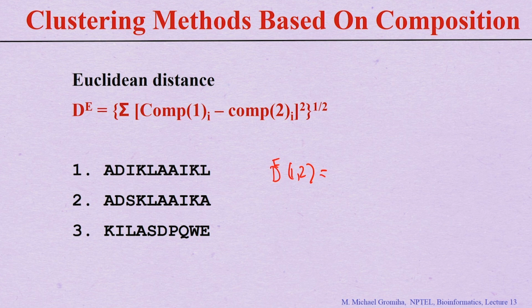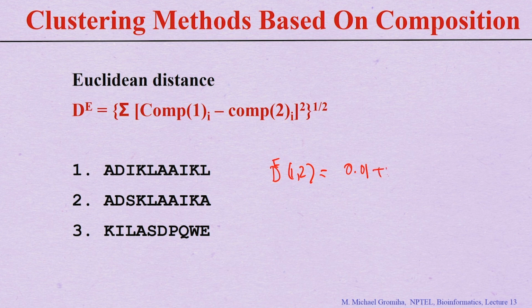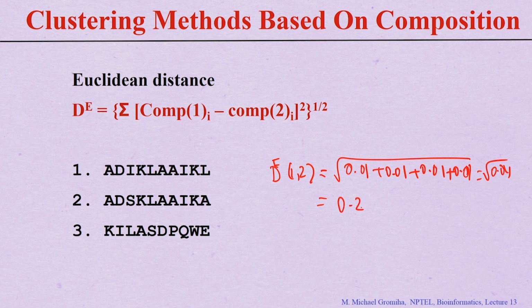0.1 squared equals 0.01, and 0.2 squared equals 0.04, plus 0.01 plus 0.01 plus 0.01, and take the root. This equals 0.2. This is d E of 1 comma 2.